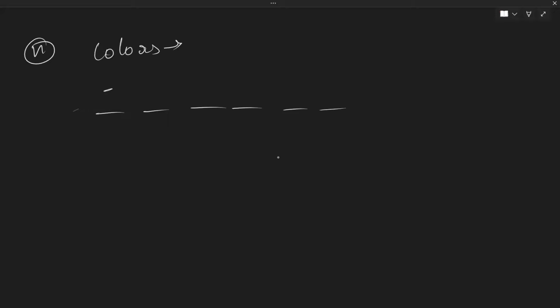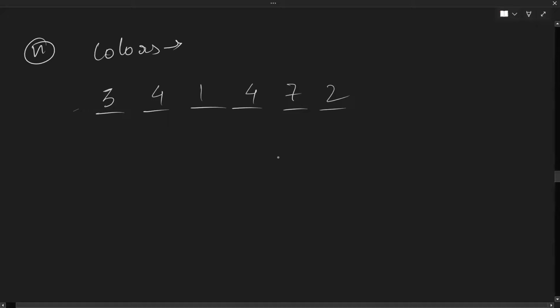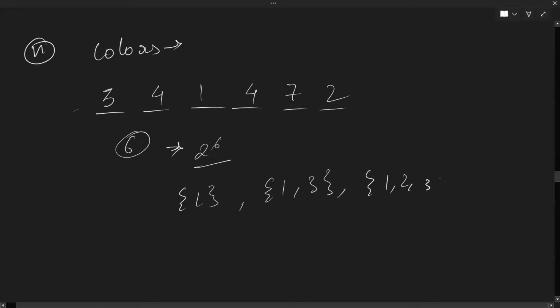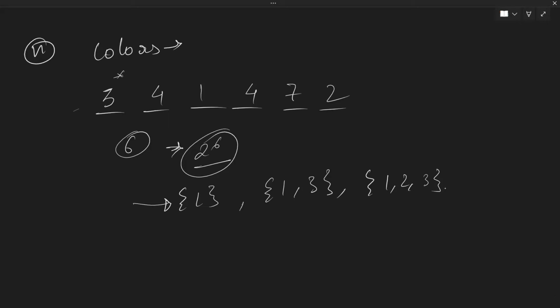There are n colors. Let's say there are these colors, and for each color there is the number of balls. There are 1, 2, 3, 4, 5, 6, so six colors, and 2 to the power 6 possible sets of colors. One possible set has just the first color, the next has the first and third color, then the first, second, and third color. Like this, there are a total of 2 to the power 6 sets. Basically, for each color you either include it or not include it, and the same for the rest. So there are 2 to the power 6 possible sets.